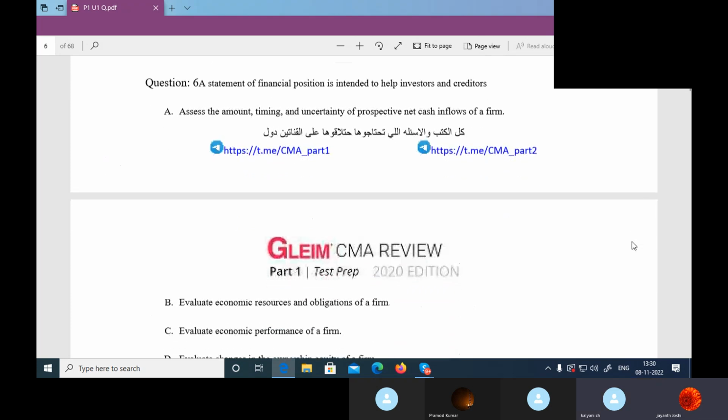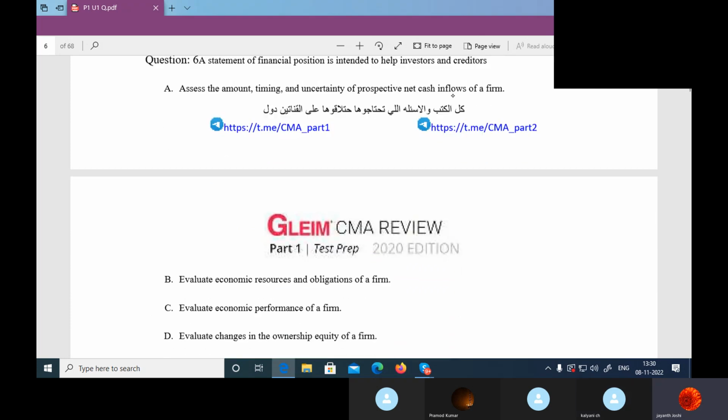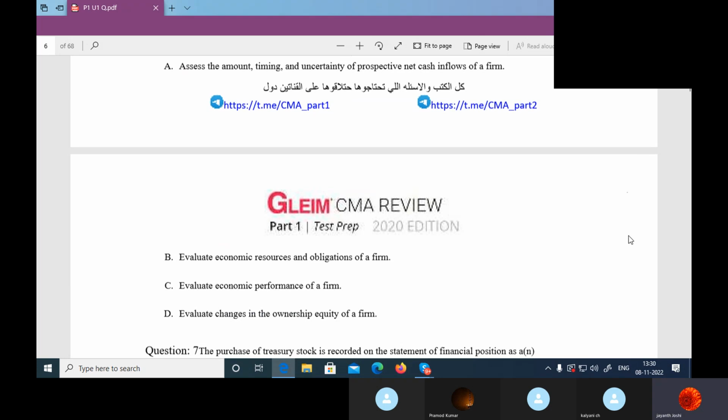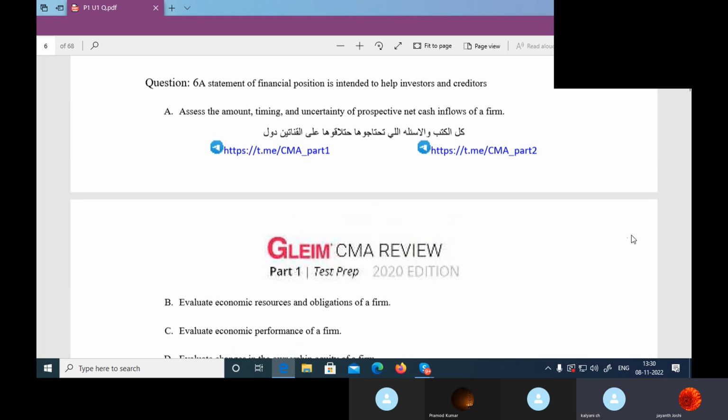Next one. The statement of financial position is intended to help investors and creditors for what? Economic performance. Sorry?